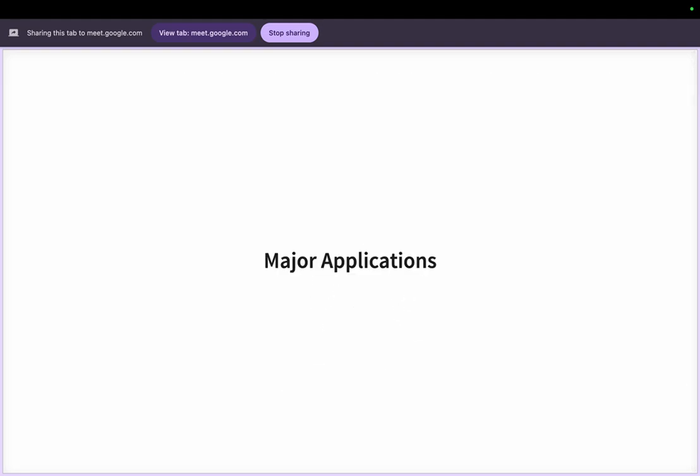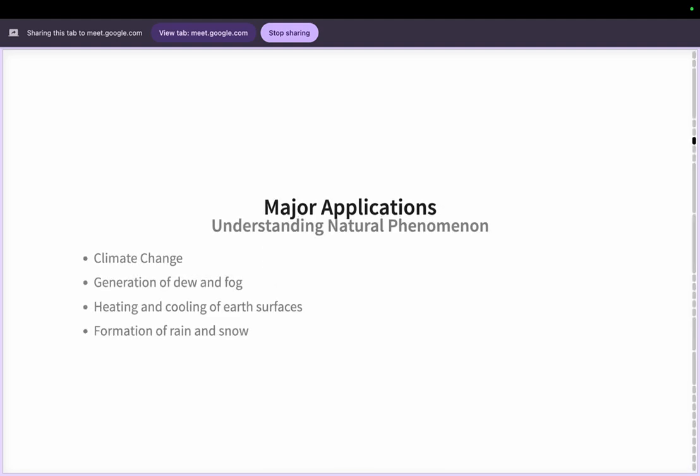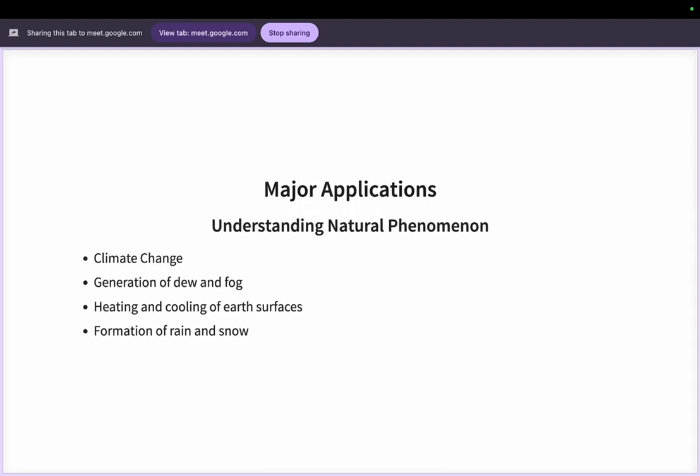Major applications broadly can be seen from a natural point of view, which already exist, like climate change, generation of dew and fog, and heating and cooling effects. All these examples are already given in the videos. I hope you have already gone through them, so I don't want to spend much time on this.